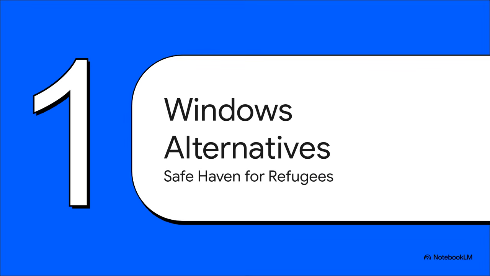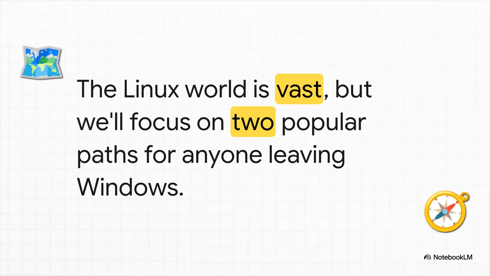Now, for a lot of people, jumping into the world of Linux can feel, well, a little intimidating. It's like this huge, amazing new territory, but you've got no map. It's exciting, sure, but also super overwhelming. So where do you even start? To make things a whole lot simpler, we're just going to cut through all the noise. We're going to ignore the hundreds of different options out there and focus on just two very popular but very different paths for anyone making the switch from Windows. Trust me, this will make the decision way easier to manage.